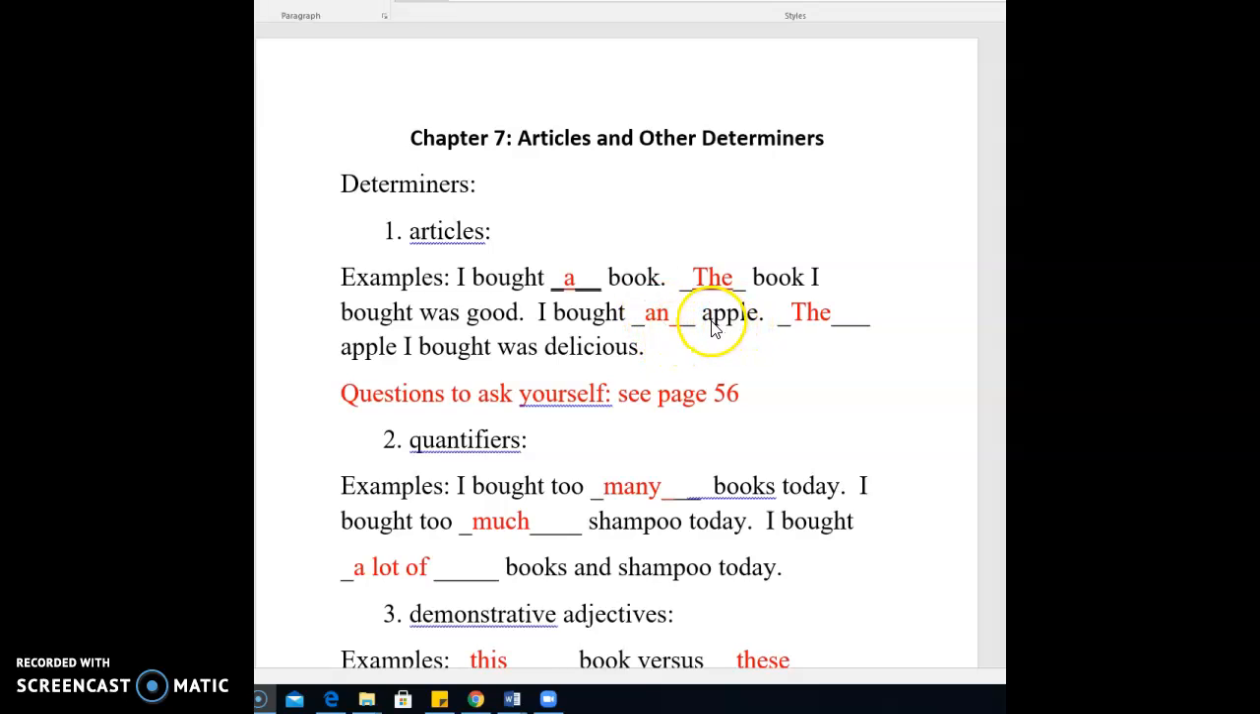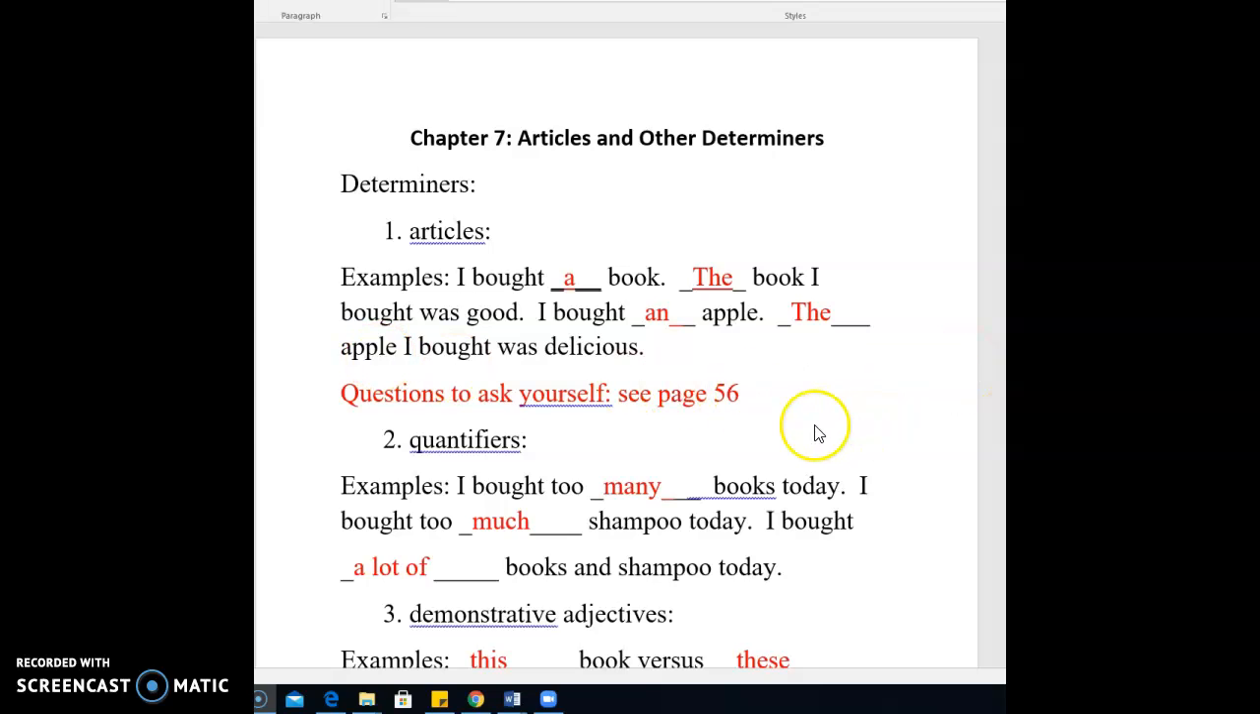Okay, when we have singular countable nouns that start with a vowel, A, E, I, O, or U, we use an. Okay, I bought an apple, and you can hear that it kind of links when you say it. The apple I bought was delicious. Again, I'm using the definite article because we know in common which apple I'm talking about, or this is a second use of this noun.